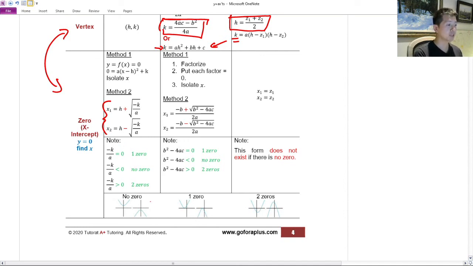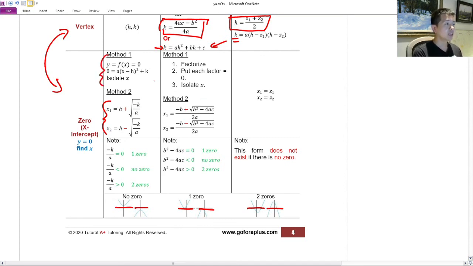So no zero is when it never touches the x-axis. If it's 1 zero, it's just the vertex that is touching the axis, and 2 zeros is when it is actually intersecting the x-axis. So that's what it means. So two methods: either isolate x, replacing y by 0, or use the formula. This year it will be easier to use the formula, but you won't be remembering that for next year and in CEGEP. So most of the time we'll be using method 1 in CEGEP. Just isolate your x.